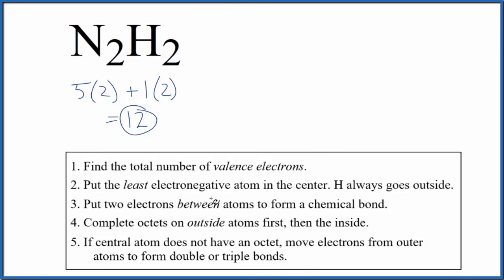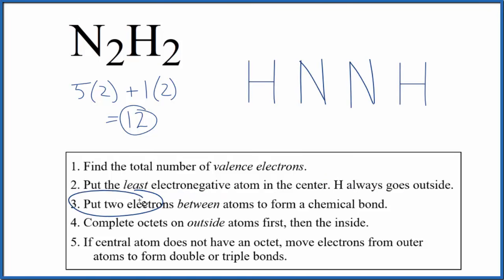When we draw Lewis structures, we put the least electronegative element in the center, but hydrogen always goes on the outside. So let's put 2 nitrogens in the center and then hydrogens on the outside. Next, we're going to put 2 electrons between atoms, and that's going to form our chemical bond. So we'll put 2 here and right here. So we formed our chemical bonds.